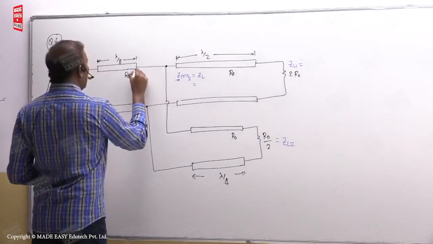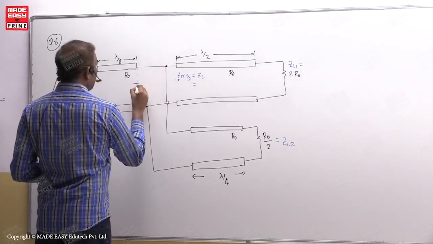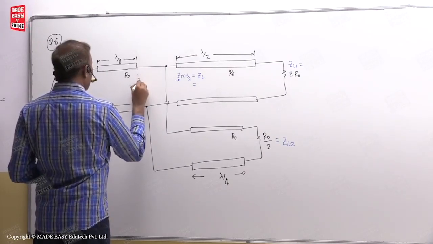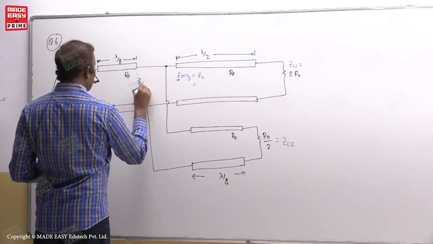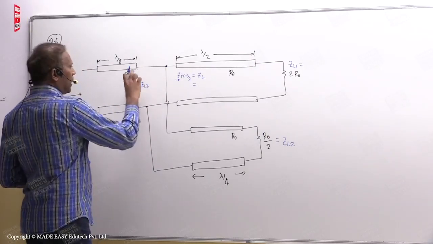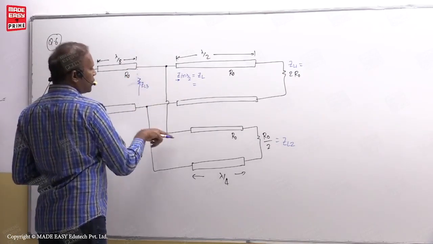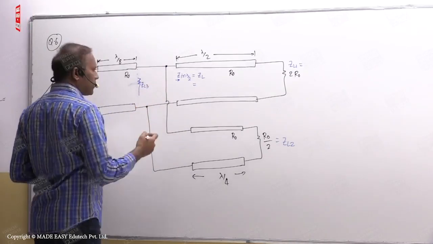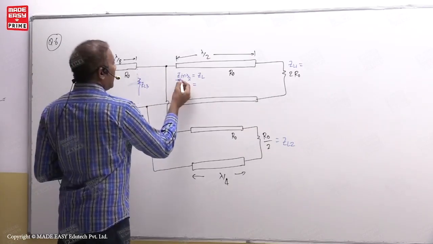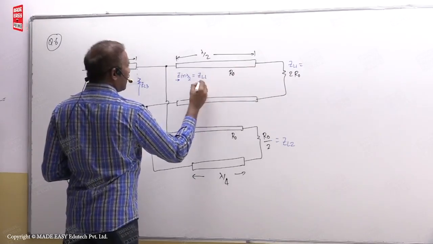I will write the load impedance of this one, or otherwise I will put it like this. There is no load impedance here. For this one, the load impedance is ZL3. The load impedance of this one is equal to the input impedance of these two transmission lines. First let us find this one. The input impedance of this lambda by 2 line is equal to the load impedance of this one, that is ZL1, that is 2R0.